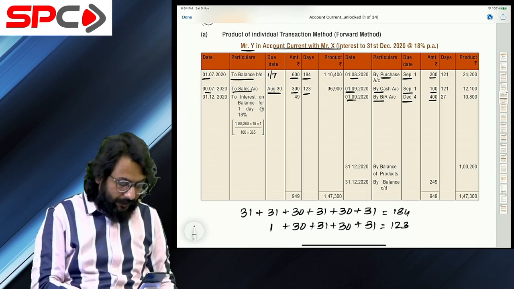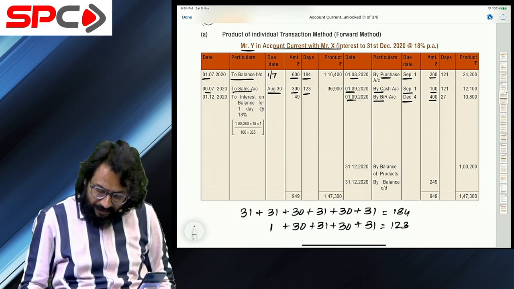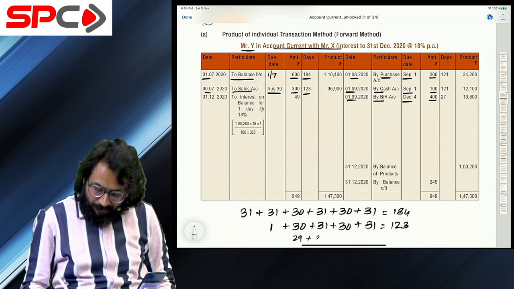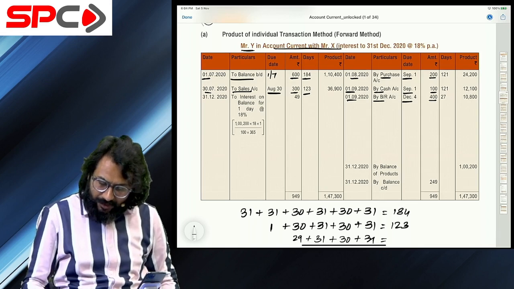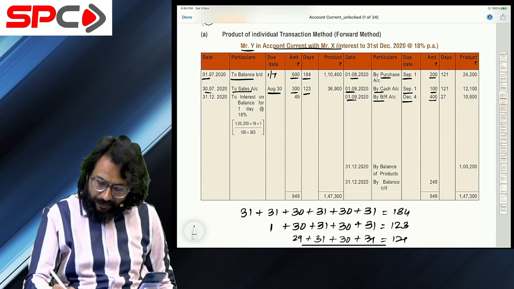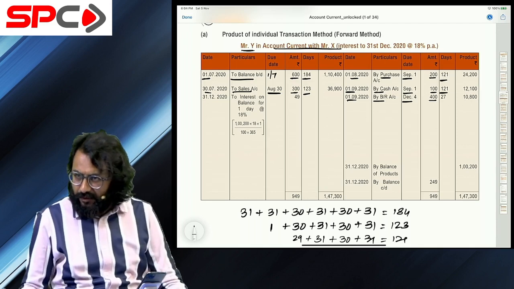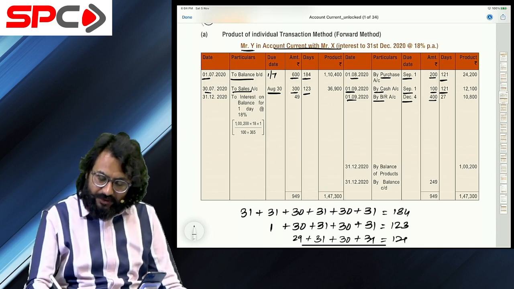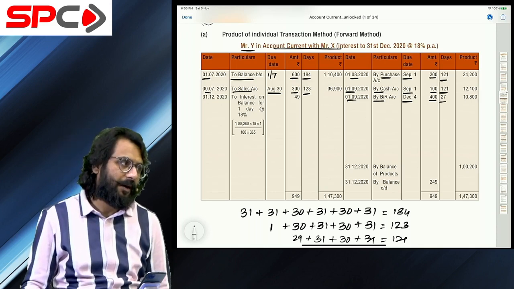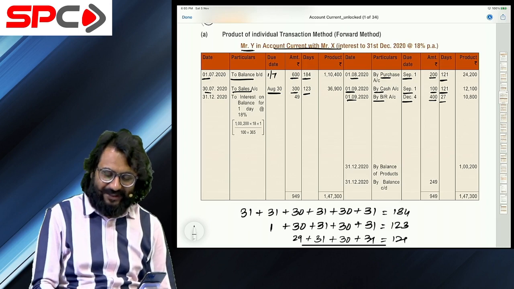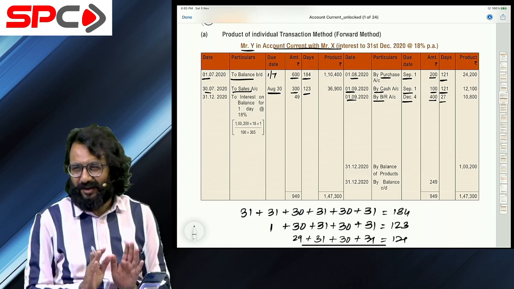Now, next, boys and girls, from September 1: September is 29 days, plus October 31, plus November 30, plus December 31, how much? 121. Do you copy that, 121? And from December 4 to 31st December, can I not say 27 days? Then what do I do? I simply multiply both of them and I get what? Product. Product is a big deal.